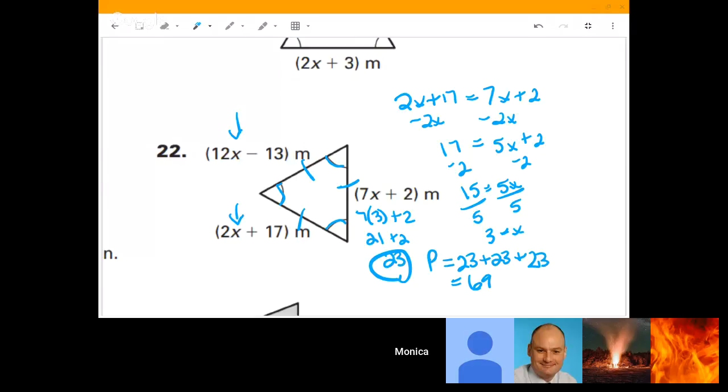So Ethan, for number 8 through 13 on the worksheet, you have to look at the triangles and figure out what you can set equal to each other to solve for x.